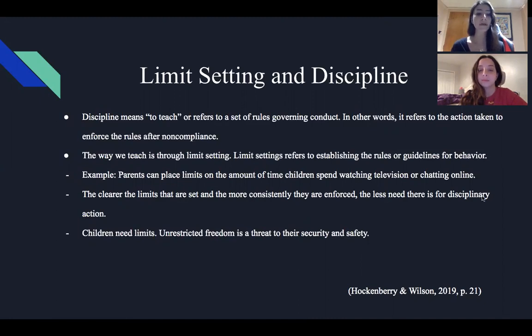For example, parents can place limits on the amount of time children spend watching television or chatting online. The clearer the limits that are set and the more consistently they are enforced, the less need there is for disciplinary action. Children need limits. Unrestricted freedom is a threat to their security and safety.